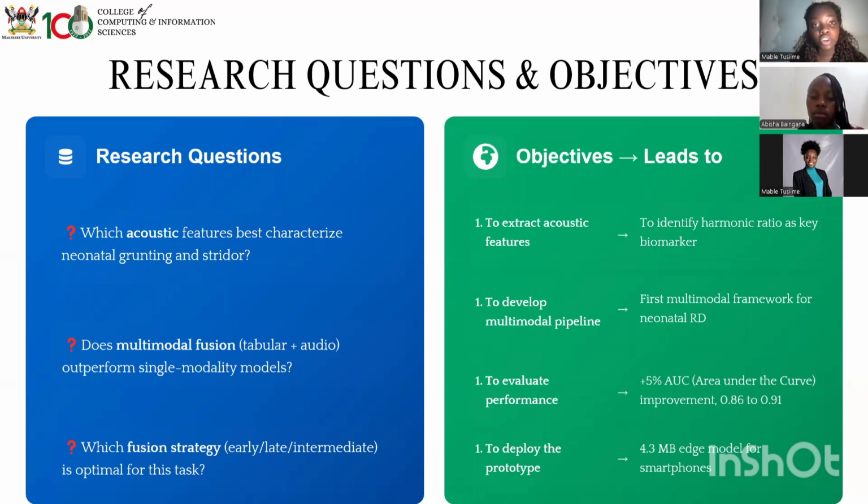So then what are our objectives? What are we trying to achieve with this project? We're trying to extract acoustic features from the data and then to develop a multimodal pipeline. And then after developing the pipeline and doing the model, we want to evaluate its performance and then deploy the prototype and test and see how well it does.